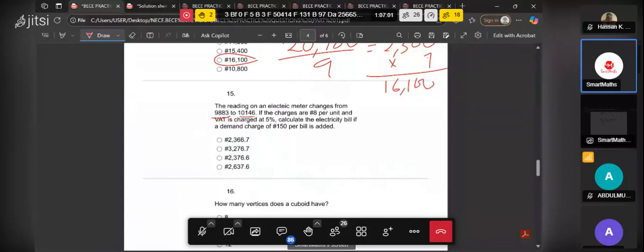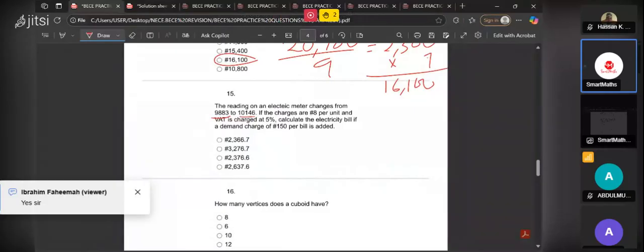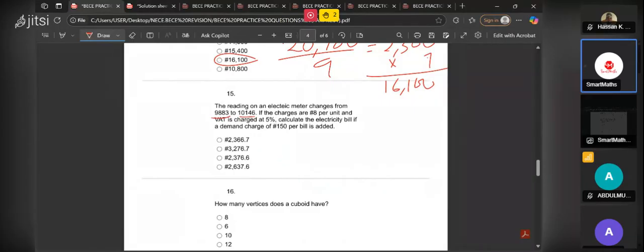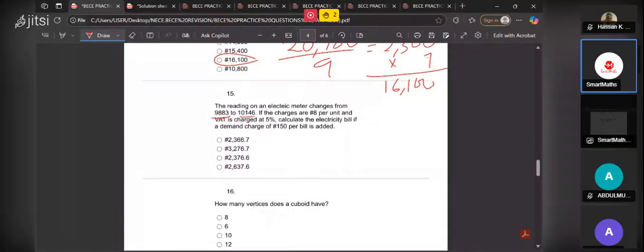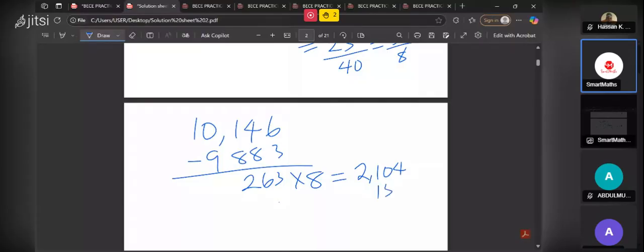So the VAT, that is the 5% of it. VAT is value added tax. Then a demand charge. A demand charge is a charge that whether you use the electricity or you don't use it, you are going to pay it. That is what we call demand charge. So in that case, we add the demand charge to this. So plus 150.